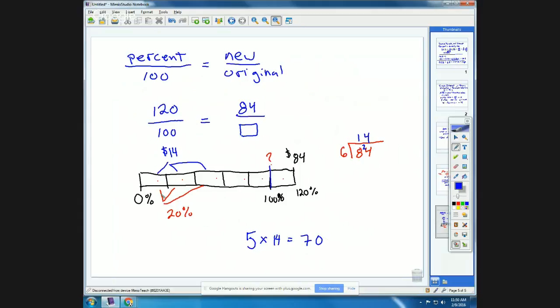Each of these boxes is 20% because 20 and 100 work well. Similarly, the 84 can be broken up into 6 pieces according to my picture. Despite my artistic troubles, those are supposed to be equal pieces because each of them is supposed to be worth $14 each. Be cute, huh?